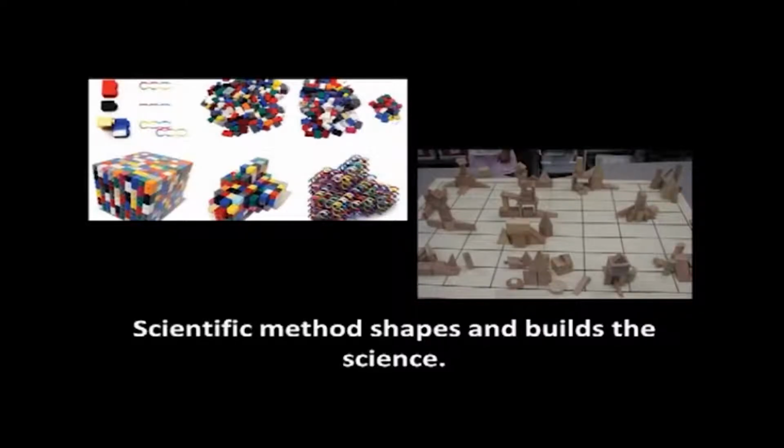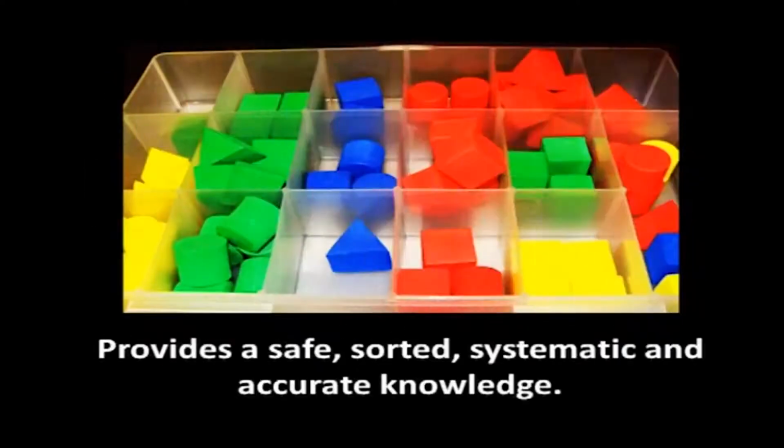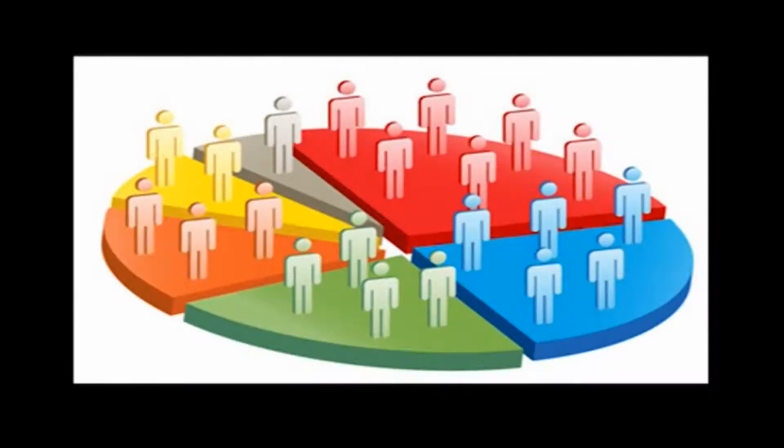Scientific method is a path of research that shapes and builds the science. Scientific method is also every manner of scientific research that provides a safe, sorted, systematic, and accurate knowledge. Since the inception of the discipline, quantitative methods have provided the primary research methods for studying the distribution and causes of crime.